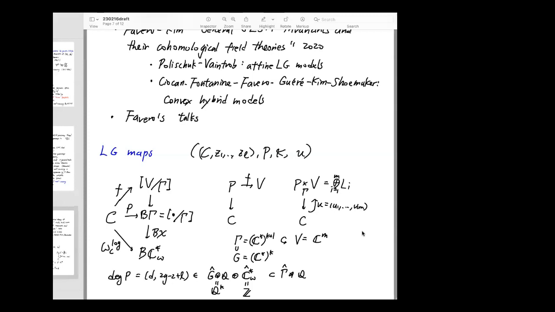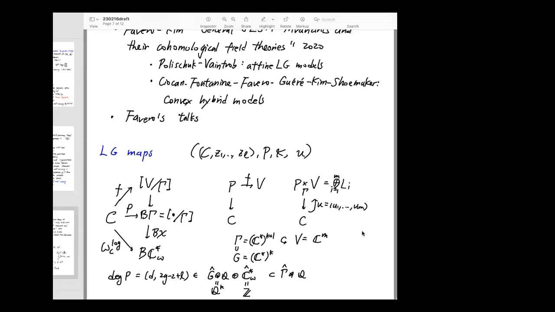So recall that a Landau-Ginzburg map consists of four things: an orbifold curve, a gamma bundle, kappa and U. Summarizing this in the left diagram, if we ignore the stability condition, this Landau-Ginzburg map gives a map to V quotient by gamma, and there's a map from V quotient by gamma to B gamma, that's the principal bundle.